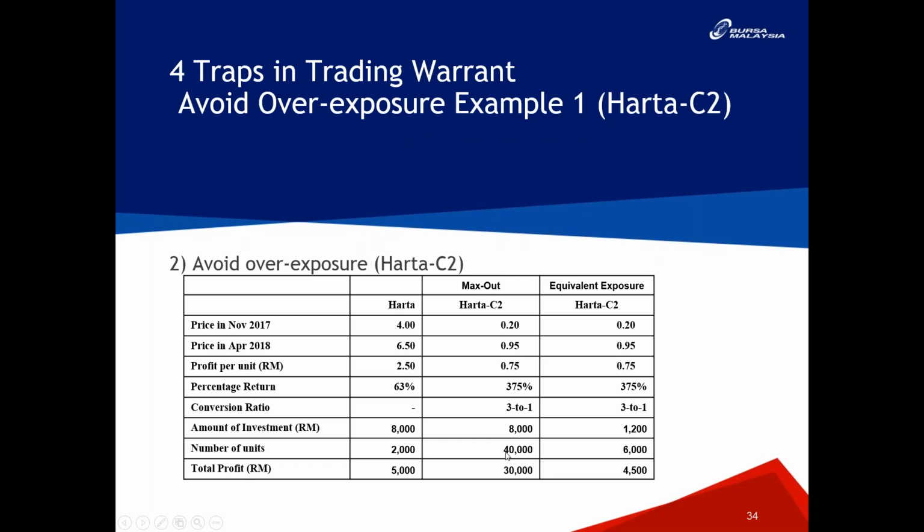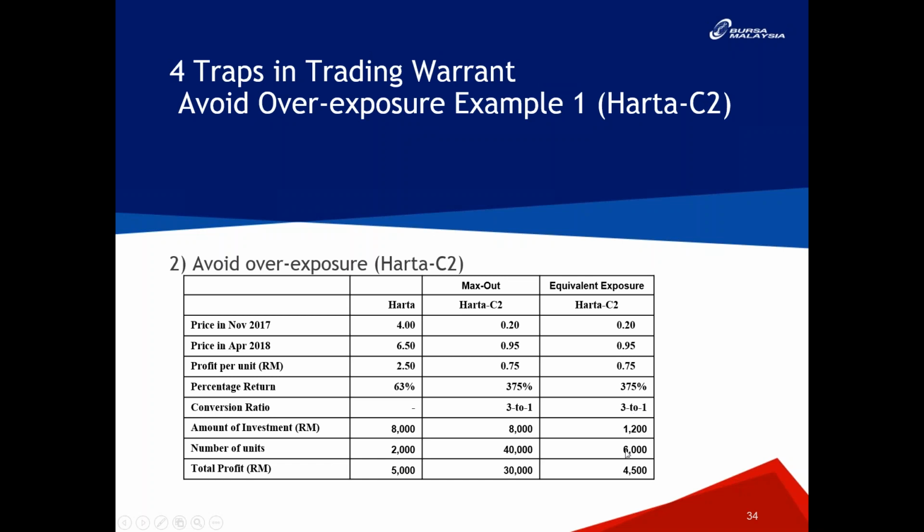Now you spend 8,000 ringgit, you can buy 40,000 units, because 40,000 units times 20 cents is 1,000 ringgit. And voila, you make 30,000 ringgit, right? But assuming that you are one of those steady people who do not want to overexpose yourself, you will say that I want to buy the number of warrants that give me the same exposure to 2,000 shares. What would that be? The answer is, you take 2,000 times the conversion ratio 3, it will give you 6,000.